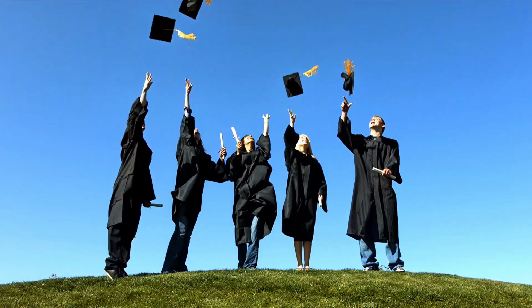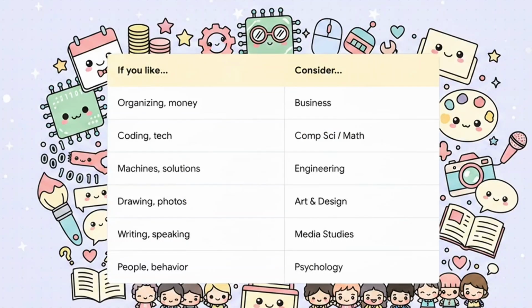If you enjoy organizing events and managing money, then business studies or travel and tourism could be an excellent fit. If you're always coding, solving technical problems, or taking gadgets apart to see how they work, then computer science or mathematics might be ideal. If you're fascinated by machines and how things are built, engineering pathways may suit you perfectly.